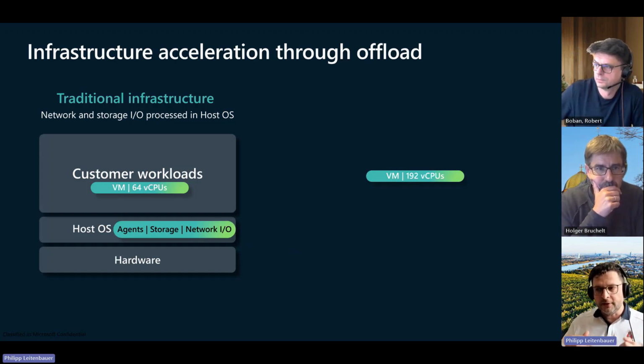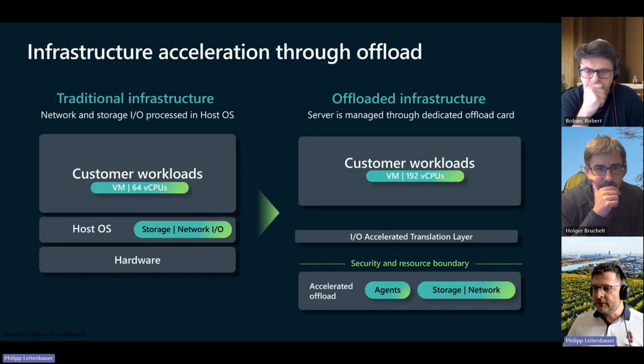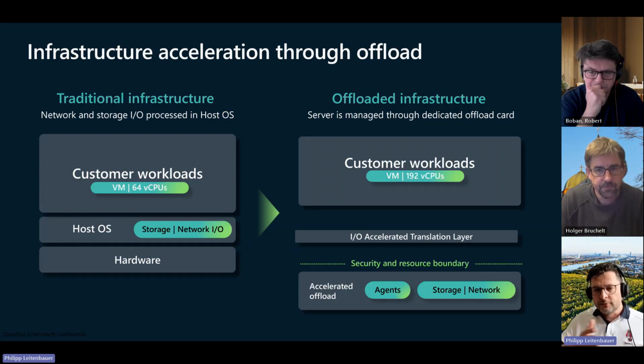So within that host operating system, we run things like agents, storage, and network I/O. Now, when we think of the new scenario, then some of those things are moving. And that means we have FPGAs, so basically cards in the servers that are programmable with our code. And that means we can, on the one side, increase the number of vCPUs provided to the customer because we don't have the requirement on the host operating side anymore. And on the other side, we are offloading the whole workload into the card. And that basically provides us a lot of advantages.